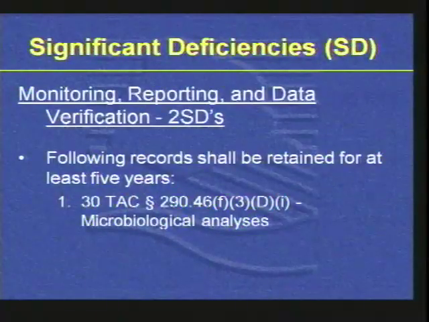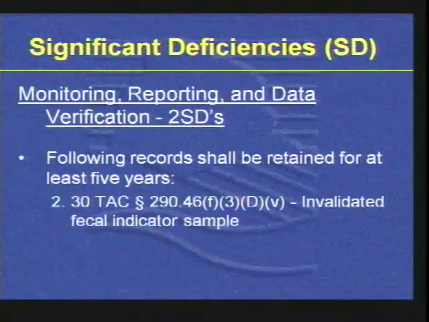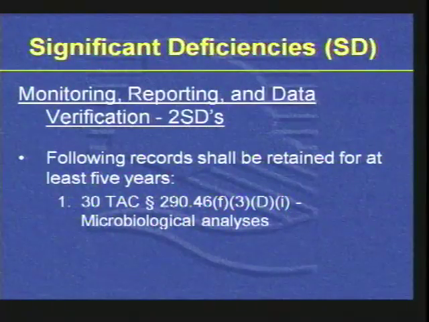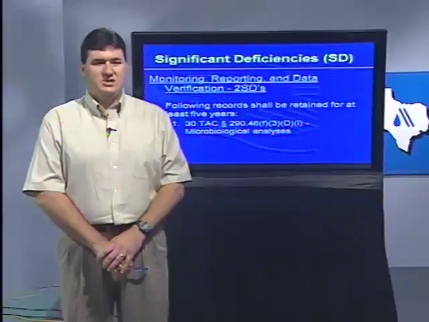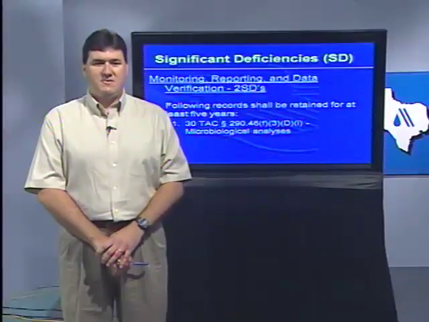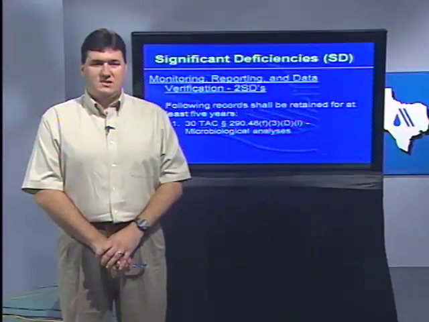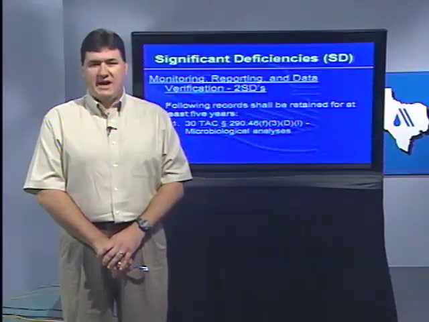The next element is monitoring, reporting, and data verification. We identified 2 significant deficiencies under this element. This is a record-keeping requirement. First slide, please. Thank you. The following records shall be retained for at least 5 years. The citation is 29046F3DI, and it's record-keeping, microbiological analysis.